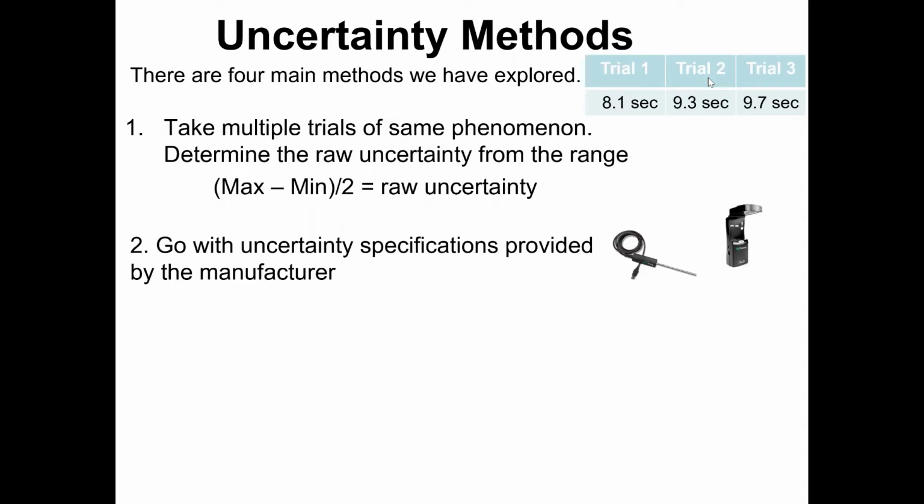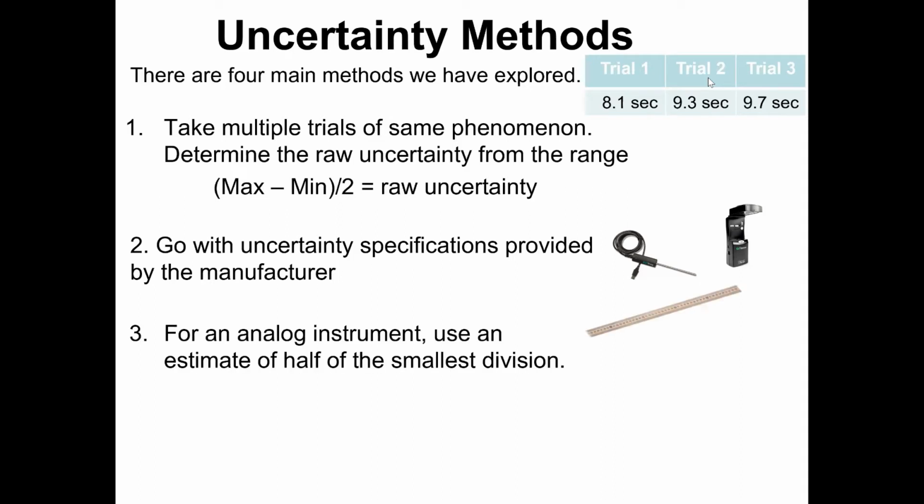The second way is if you're using some sort of instrument from a manufacturer, let's say a temperature probe or a motion detector or anything, you can look at what the manufacturer says is the resolution or the uncertainty in the readings that instrument can take over the range of values or settings that you're using. That's another legitimate way to estimate the uncertainty in your measurements.